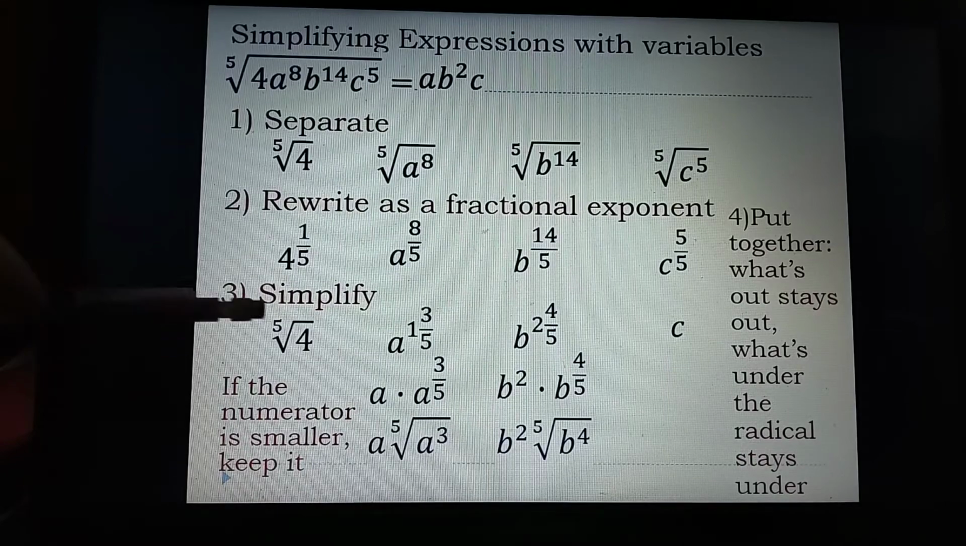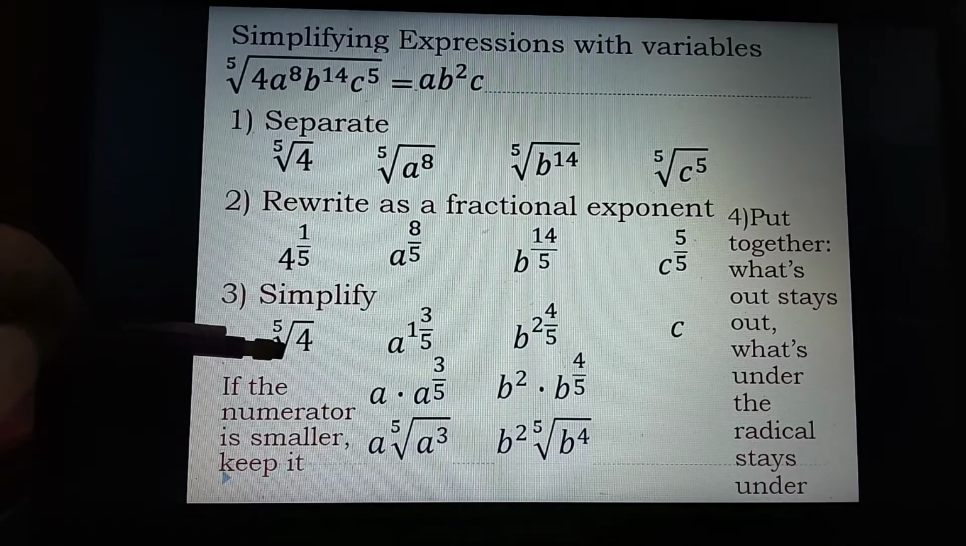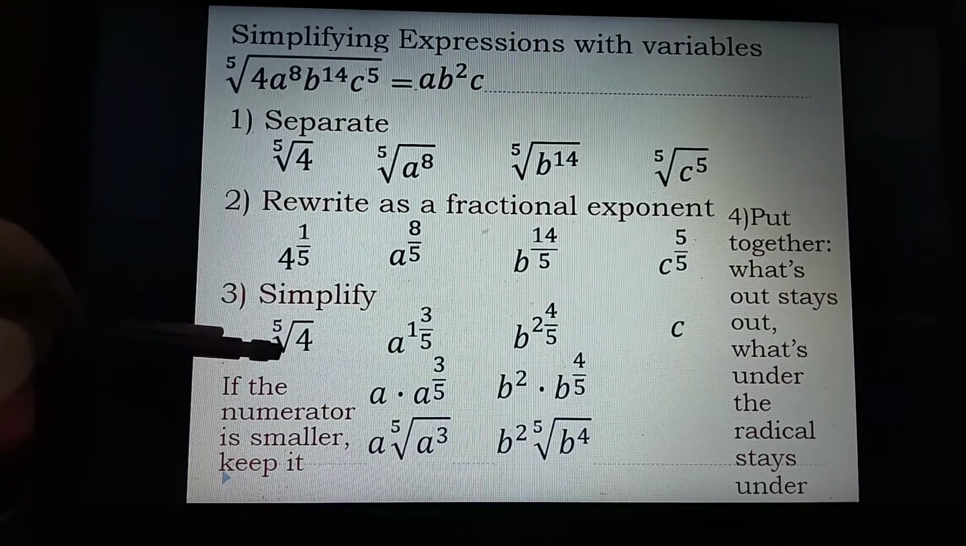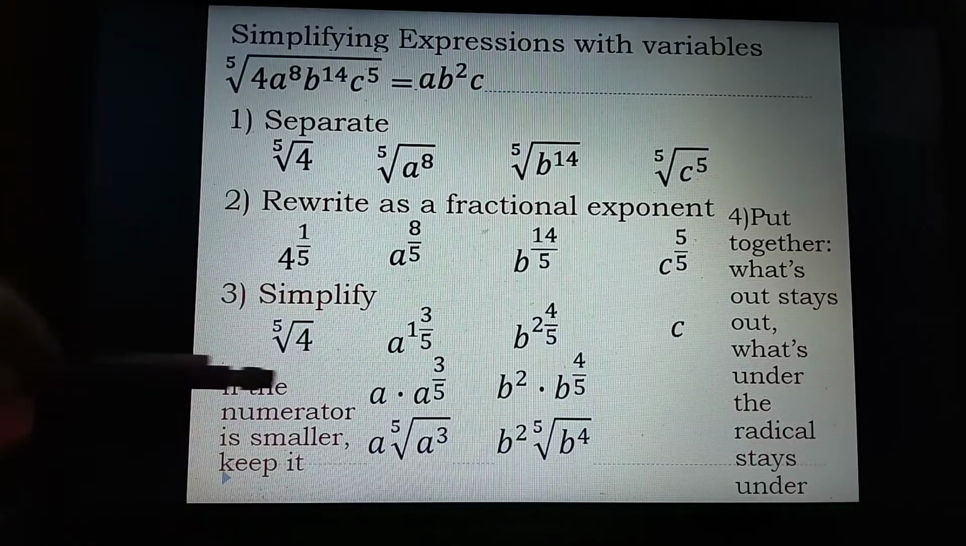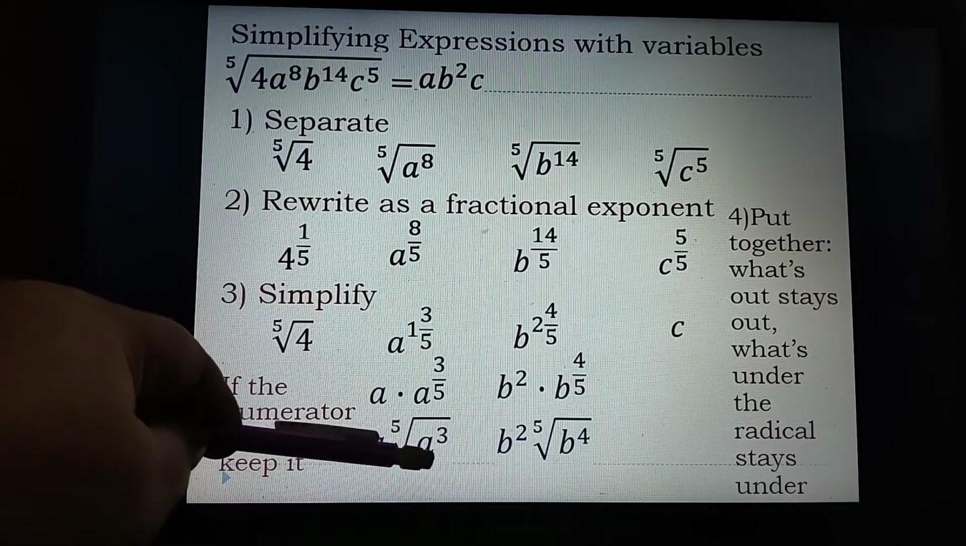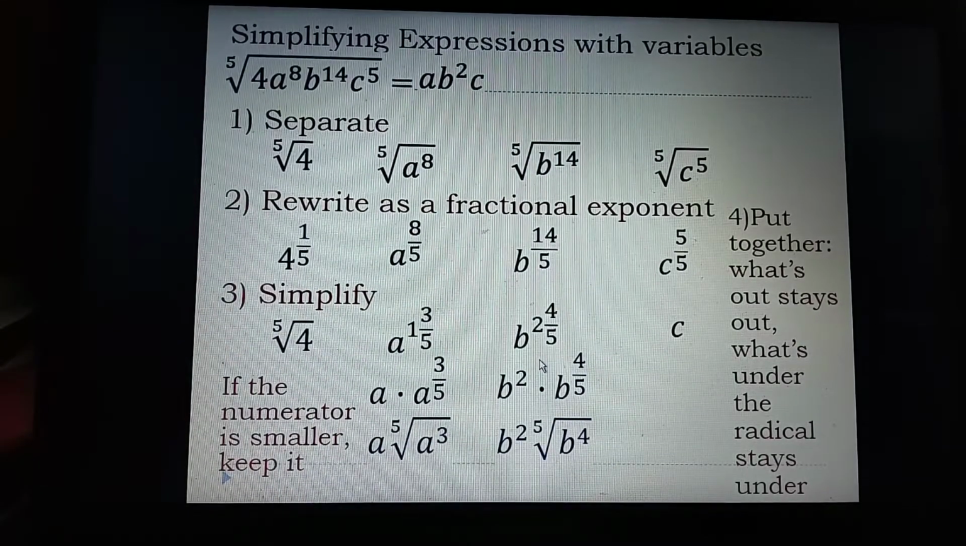Now I have to put together the things that are under the radical. And you always start with the actual number first, and then the letters go in alphabetical order. So I'm going to have the 5th root of 4, A cubed, B to the 4th. So this is what your final answer looks like.